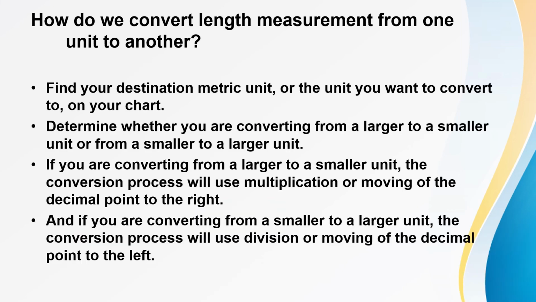Now we can answer this question. How do we convert length measurement from one unit to another? First, find your destination metric unit or the unit you want to convert to on your chart. Second, determine whether you are converting from a larger to a smaller unit or from a smaller to a larger unit. Third, if you are converting from a larger to a smaller unit, the conversion process will use multiplication or moving of the decimal point to the right. And if you are converting from a smaller to a larger unit, the conversion process will use division or moving the decimal point to the left.